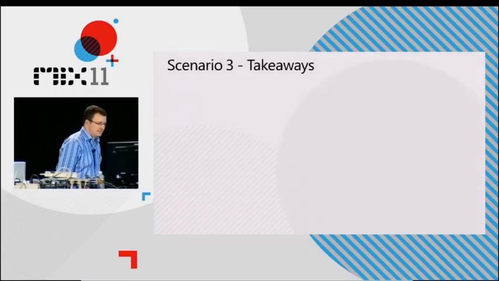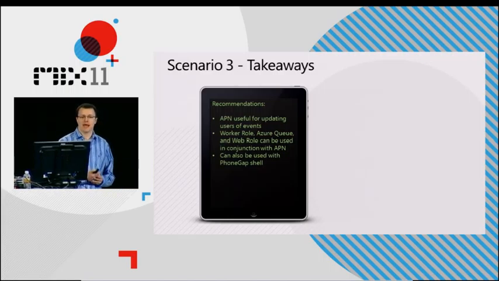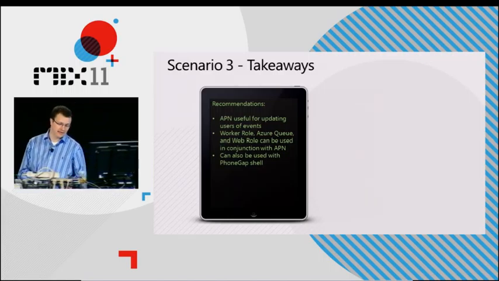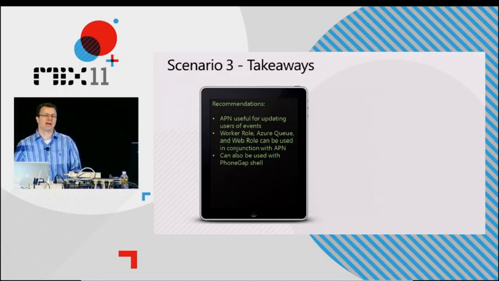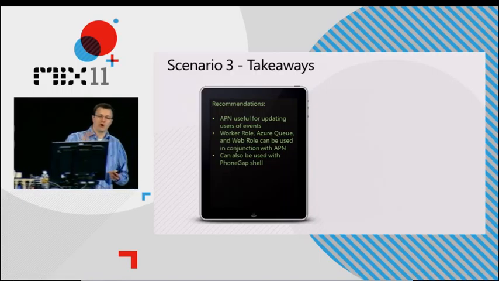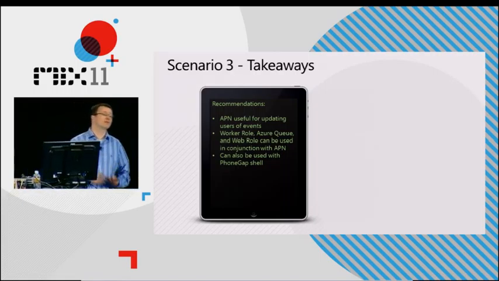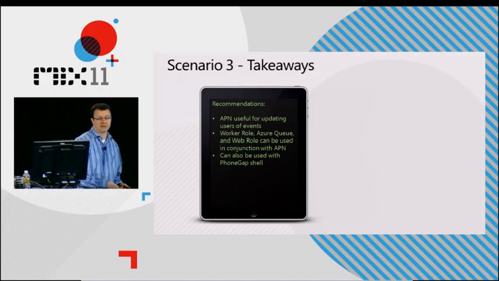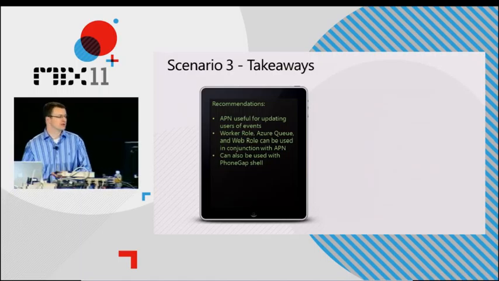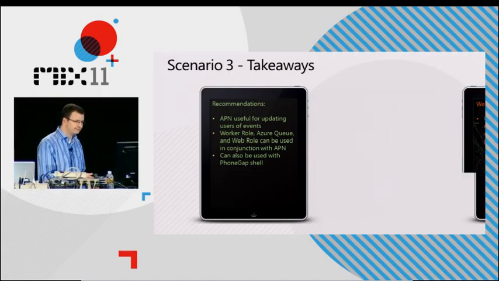So scenario 3, push notifications takeaways. Obviously, APN, Apple's push notifications, is really useful for updating the user based on events that have happened. The combination of a worker role, a queue, and a web role running in Azure can be a really effective way of getting notifications to the device. And of course, as you saw in the demo, it can also be used with a lot of these hybrid shells, such as PhoneGap.